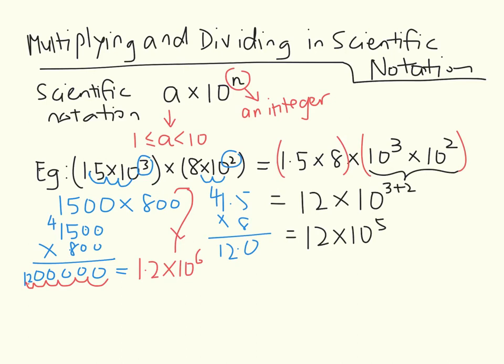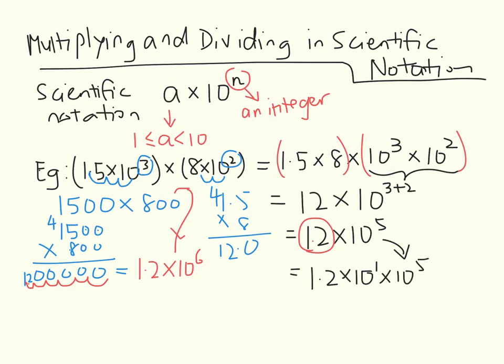Now you have to look at the coefficient: is it greater than or equal to 1 and less than 10? In this case, it is not. So you put a decimal point after the 1 and end up with 1.2. As 12 is decreased by 1 decimal place, you multiply by 10 raised to the 1st power to compensate. And you bring down the original 10 to the 5th.